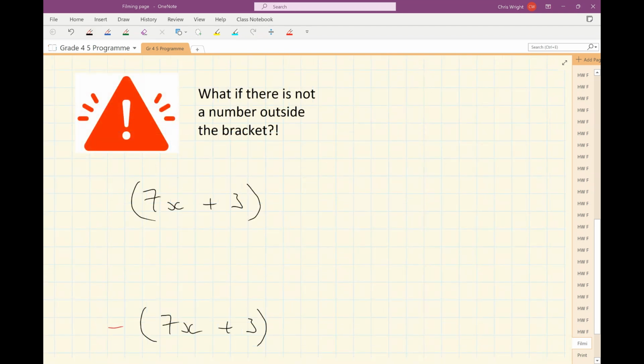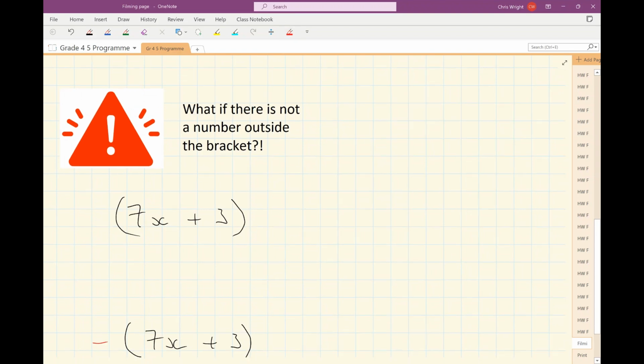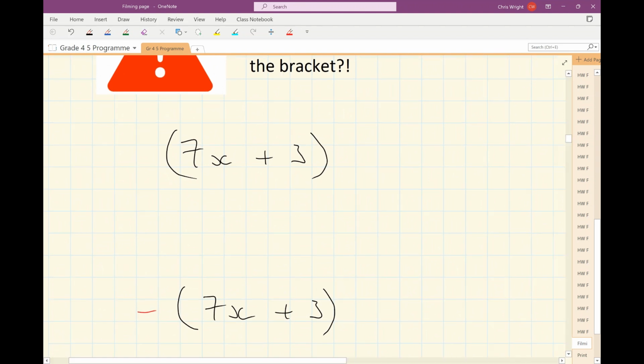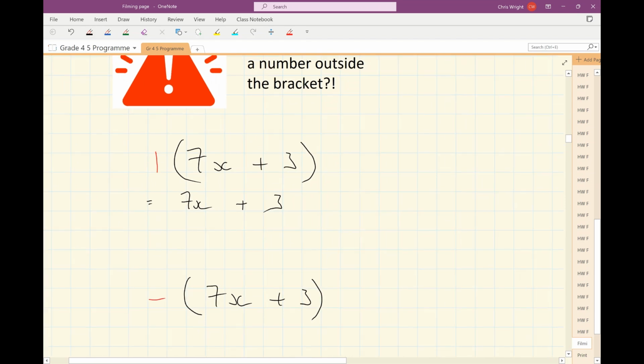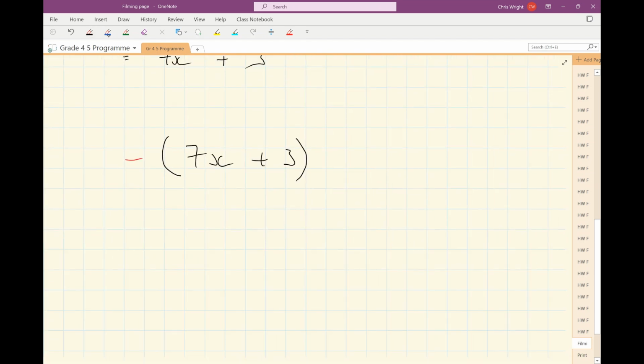So, what if there's not a number outside the bracket? Let's have a look at this first example here. Well, just the bracket. So what that means is just 1 times the bracket. So I can go 1 times 7x, copy the sign, 1 times 3. And similarly here, minus the bracket. Well, sometimes people find that easier if they remember it's minus 1 times the bracket and write a minus sign in there. So then I'm going to have minus 1 times 7x, minus 7x, minus 1 times plus 3 is minus 3.